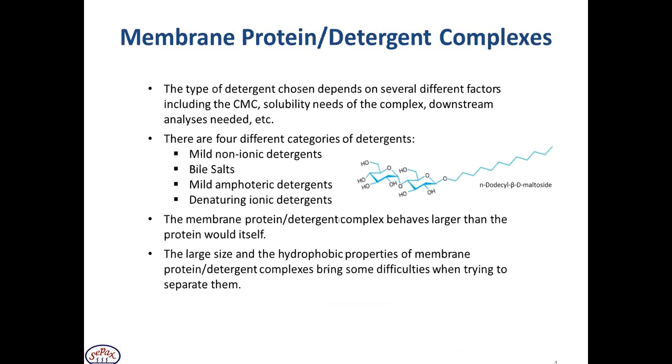Because detergents are often needed to extract integral membrane proteins from the biological membrane, any chromatographic step after extraction needs detergent present in order to keep the protein in solution. The type of detergent that should be chosen depends on the specific membrane protein, as well as the types of analyses that are going to be done downstream. There are 4 different categories of detergents. All of the detergents that I will show in the following examples are mild non-ionic detergents. Other types include bile salts, amphoteric detergents, and also ionic detergents, which are denaturing to proteins.